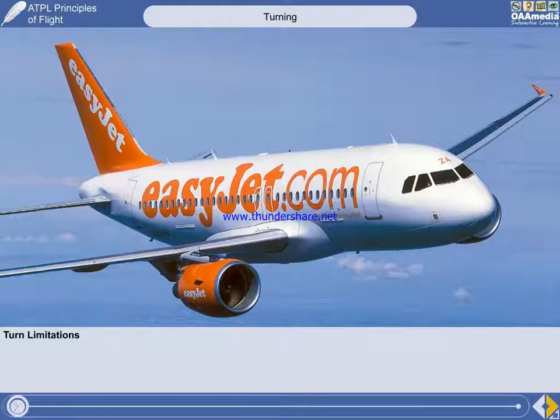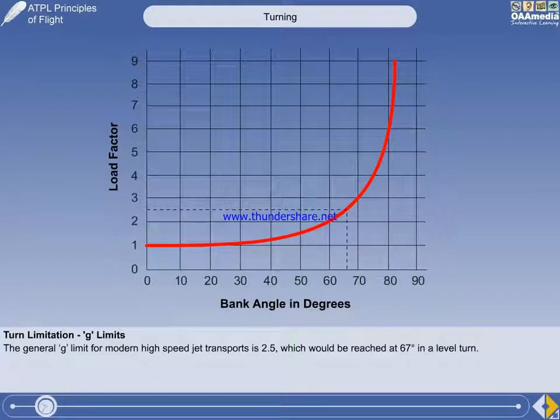There are certain limitations which can restrict the performance of an aircraft in the turn. For each aircraft type, there is a design limit load factor. For modern high-speed jet transports, the limit is 2.5 G. From the graph, it can be seen that this occurs at 67 degrees of bank, which will determine a turn radius dependent on the TAS. This will be the minimum radius possible without exceeding the G limit.